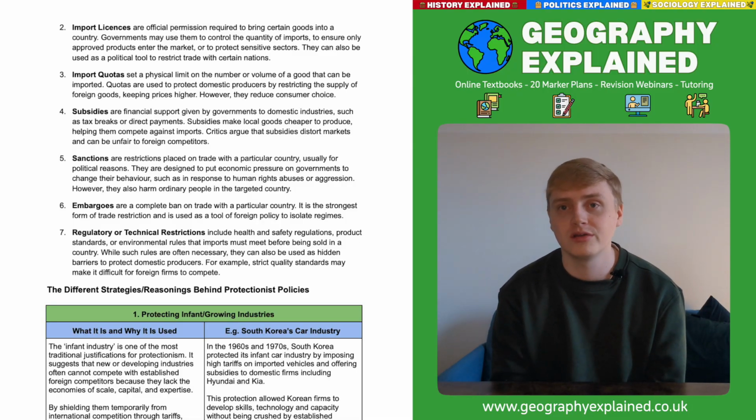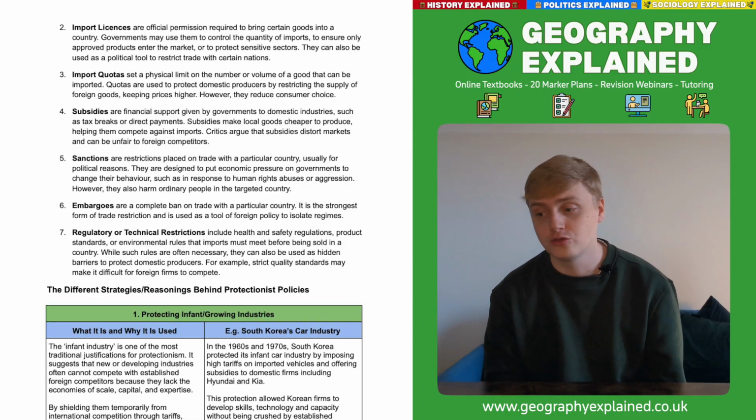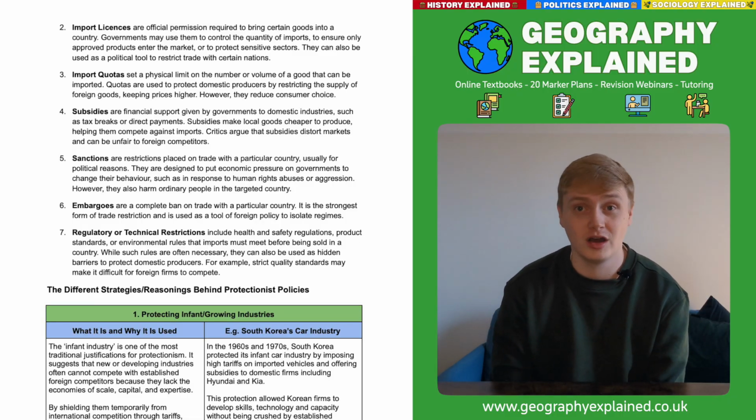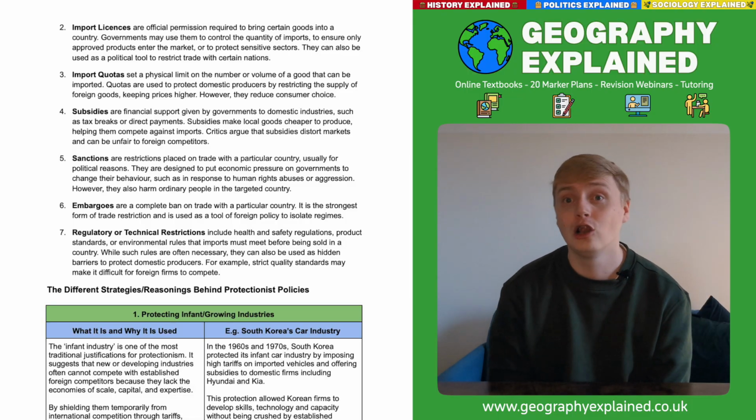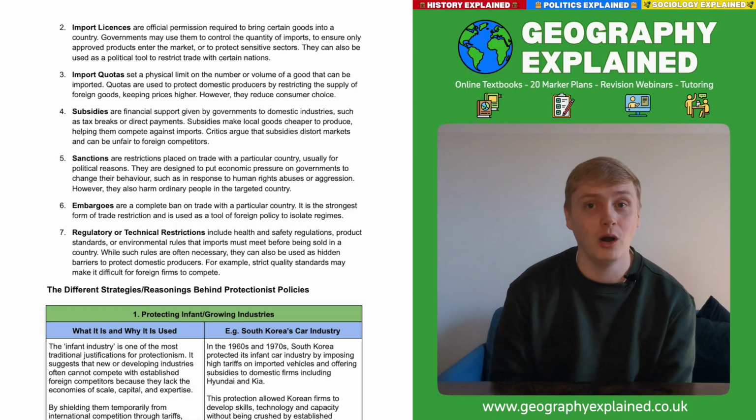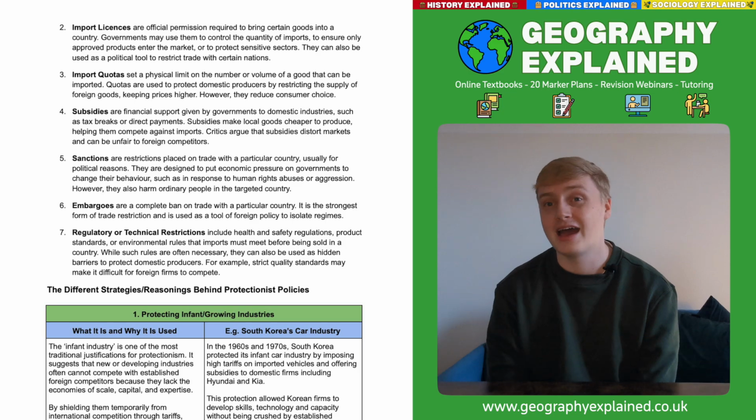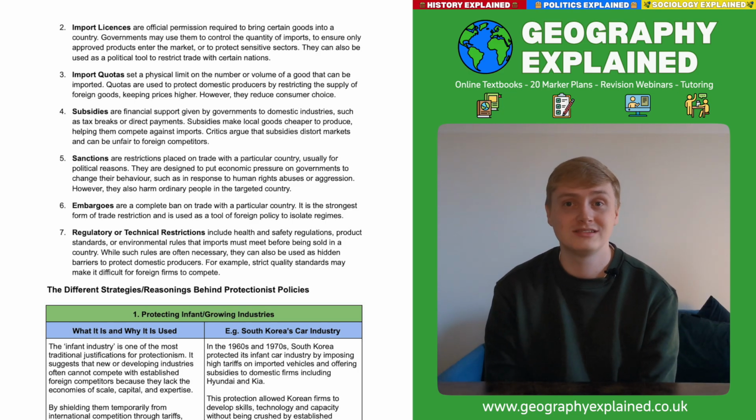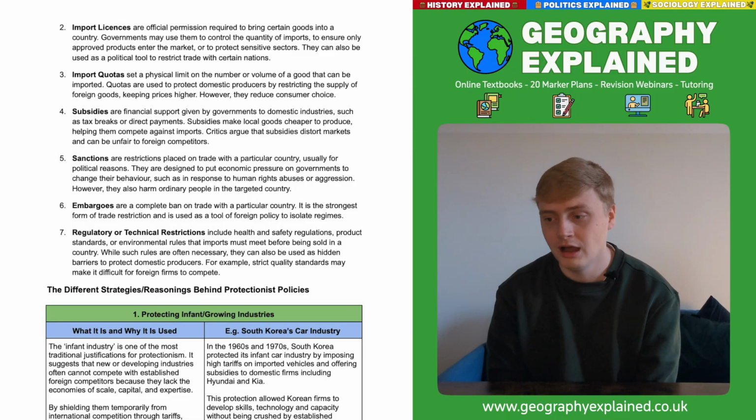Subsidies, which we had a quick reference to earlier in the video, are financial support given by governments to domestic industries. So if a government gives farmers in its country loads of money, that means they can sell at lower prices, and they're at an advantage in comparison to sellers from other countries. Sanctions can restrict trade from a particular country. These are often used for political reasons, and embargoes or regulatory or trade restrictions as well.